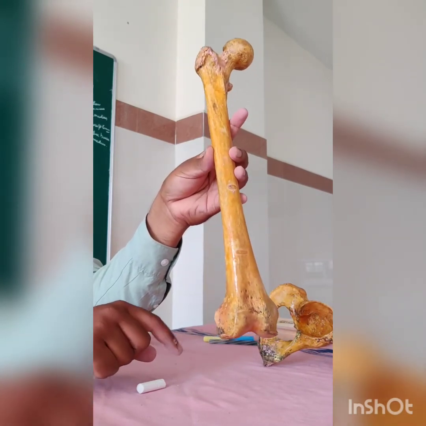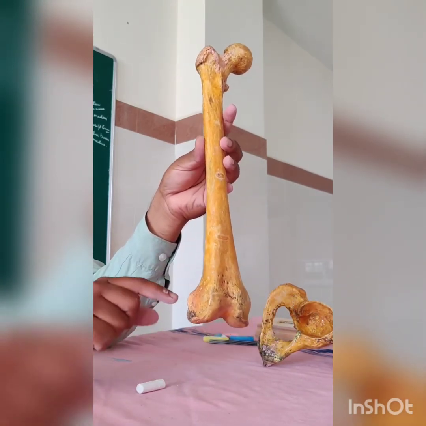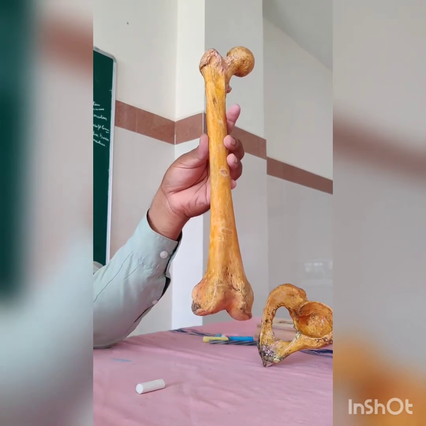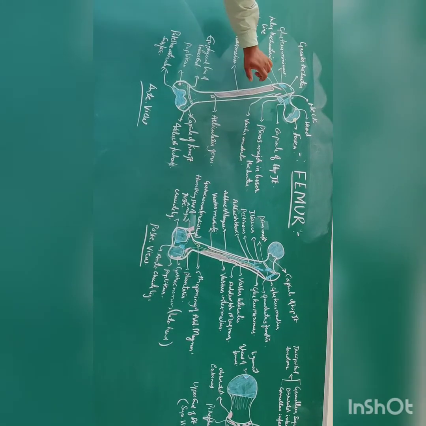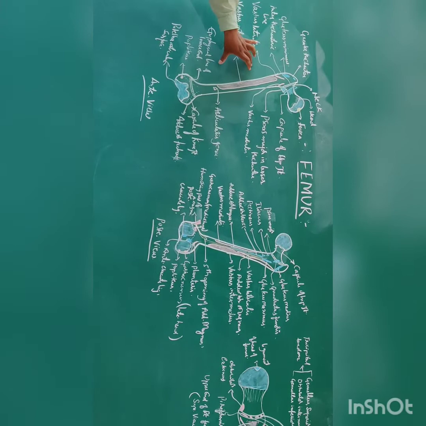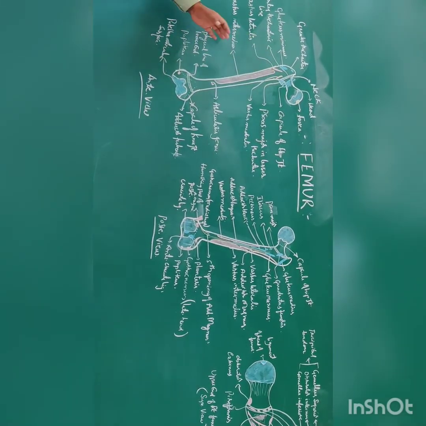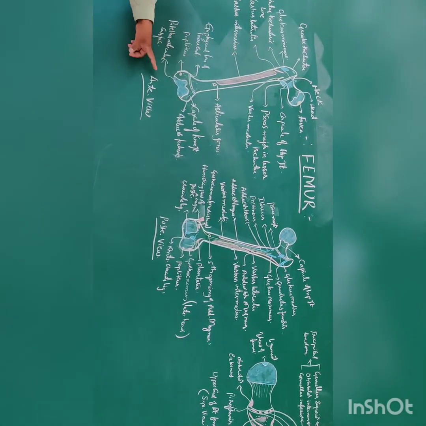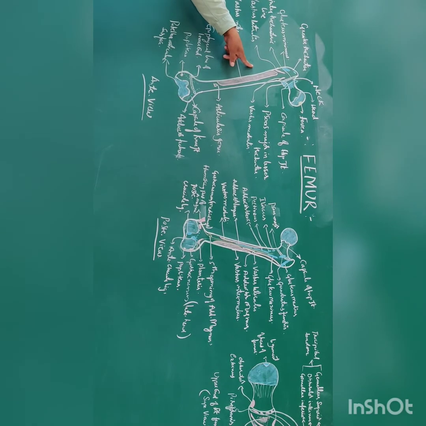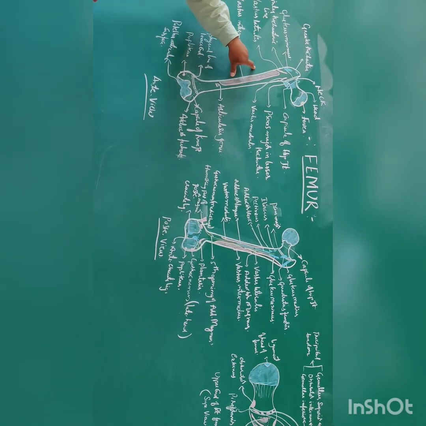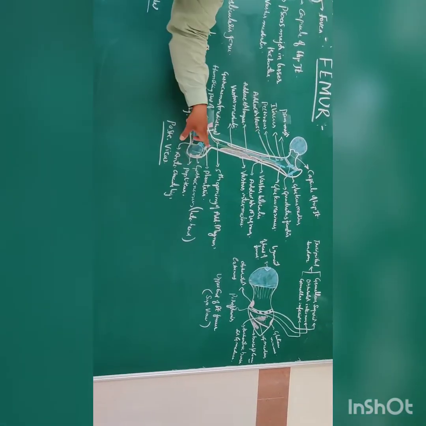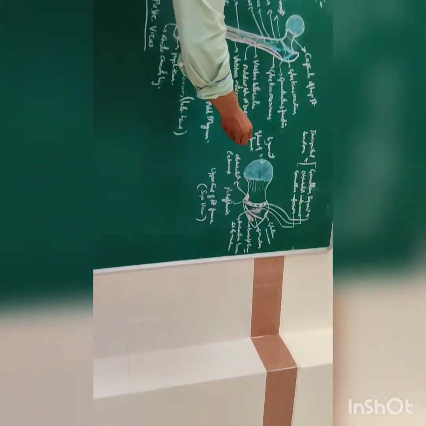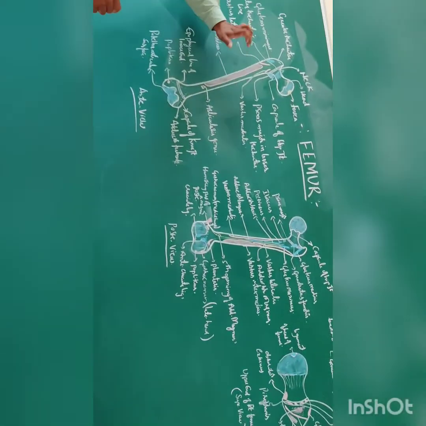Now we shall look at the attachments of the femur. We can see here the anterior view of the femur, the anterior surface. This is the posterior view of the femur with the various attachments, and we shall see the attachments in the trochanteric fossa of the femur.